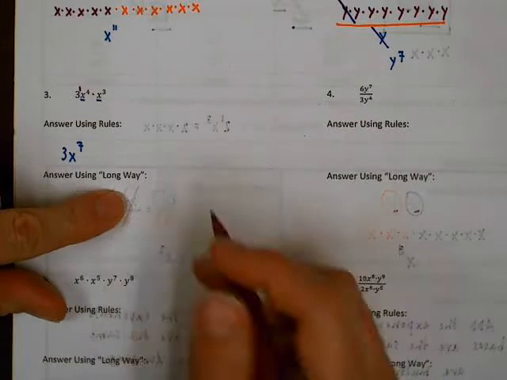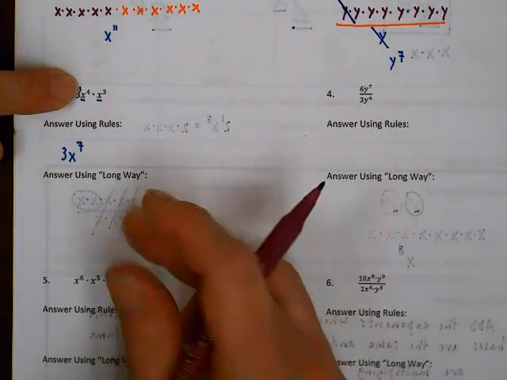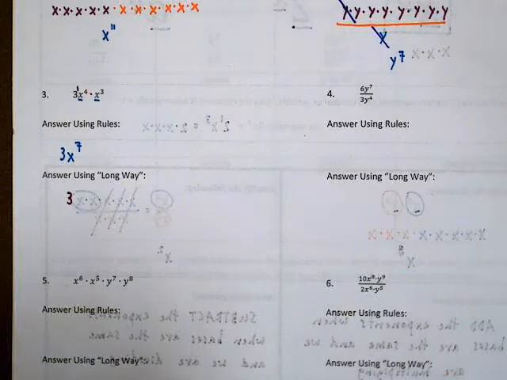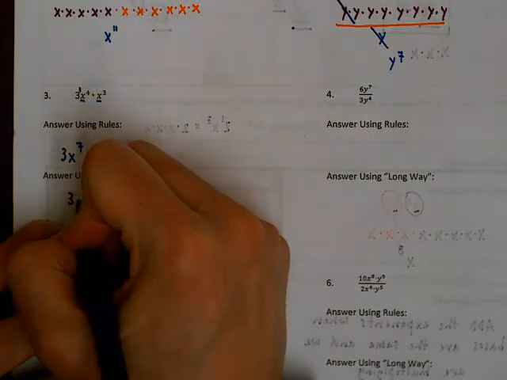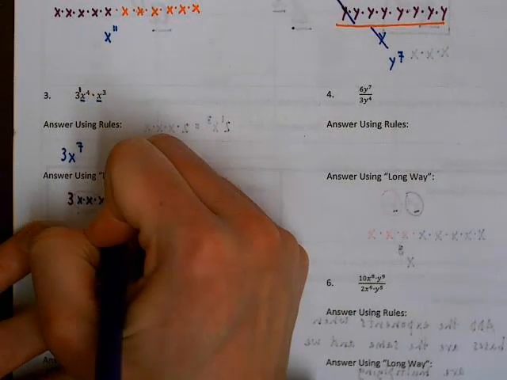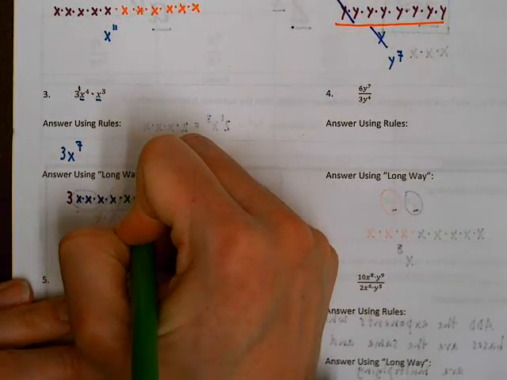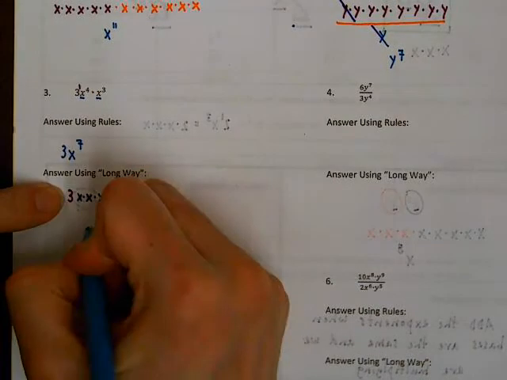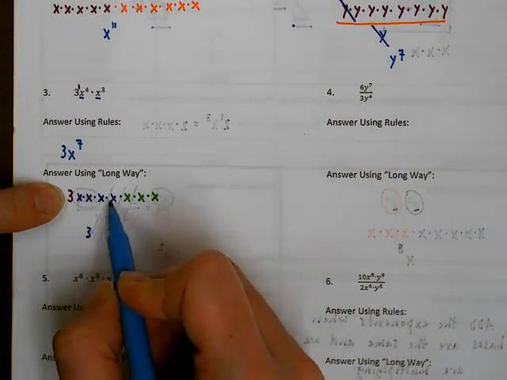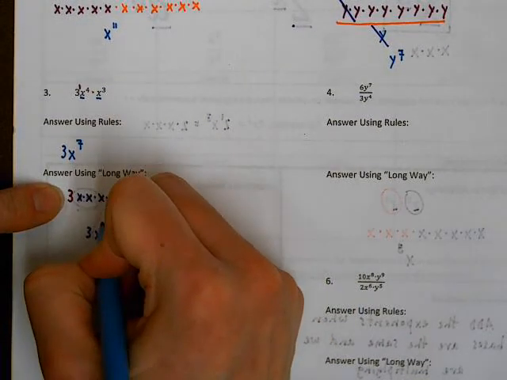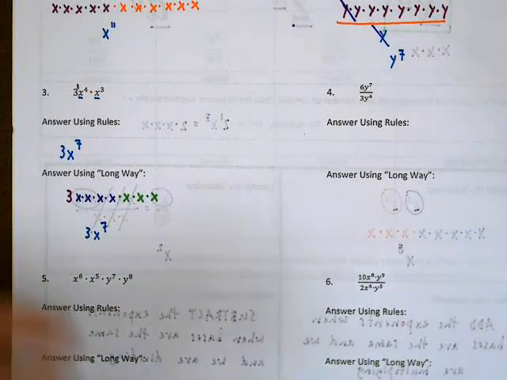If we're going to check our answer using the long way, we said this had an exponent of 1, so we just have 3. X to the 4th is going to give us x times x times x times x. And then x cubed is x times x times x. So if I were to simplify this, I still have my 3, it has to stay. But I have 1, 2, 3, 4, 5, 6, 7 x's, so this is x to the 7th power. So whether I use the rule or whether I expand it out and then simplify, I get the same answer.